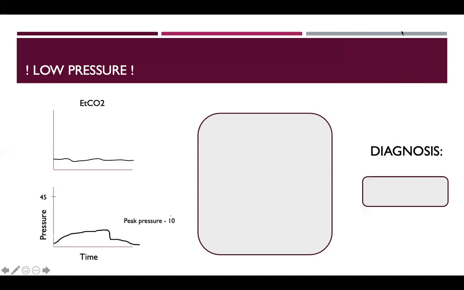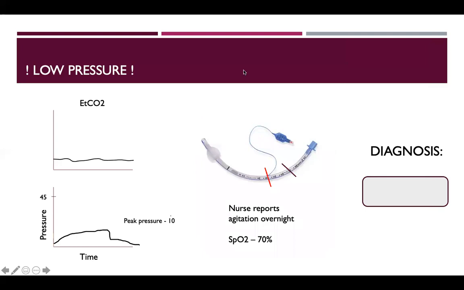So in terms of what's going on with this patient, you take a look at the patient, and last night their tube was over here. And this morning when you see them, the tube is out to here. Nurse reports agitation overnight and they're satting at like 70%. So in this case, it would just be displacement of the ET tube. You're not accurately measuring the end tidal, and something's wrong so that the patient isn't even getting ventilated adequately to the point where you can generate a full pressure waveform.